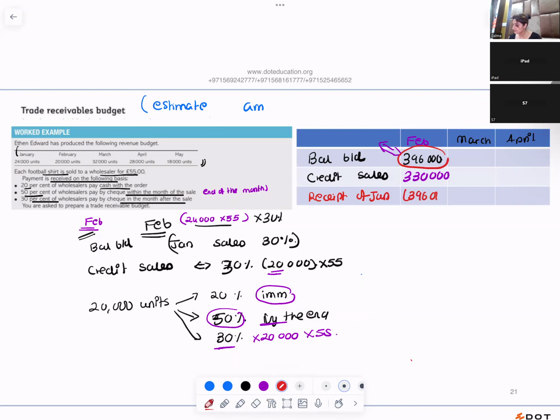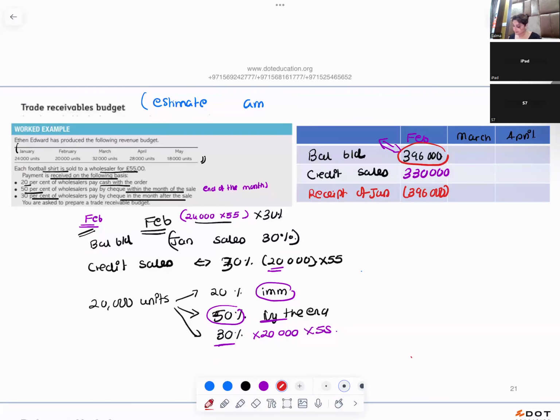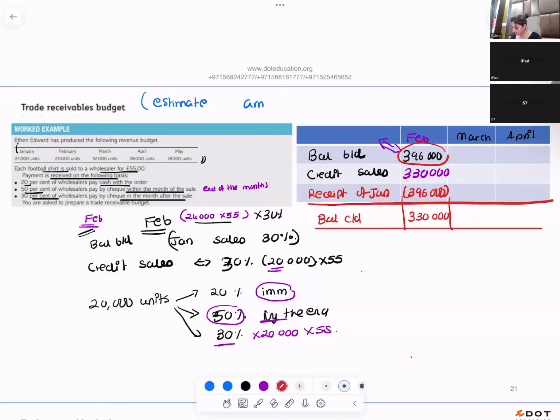So you subtract it. So your closing balance will become how much? Your balance carried down would be 330,000. At the start of February, you would have balance brought down, 30% of January sales, because they have not paid you in the month of January. They will pay us in the month after sales.